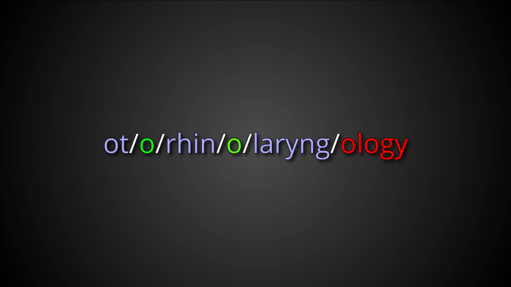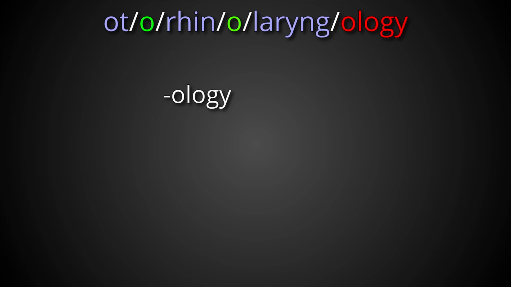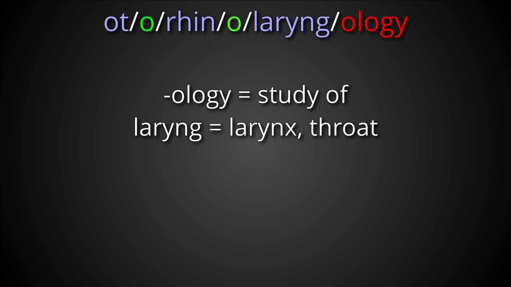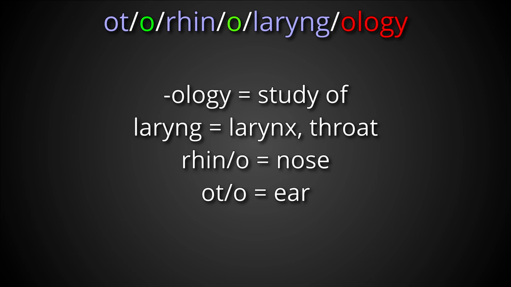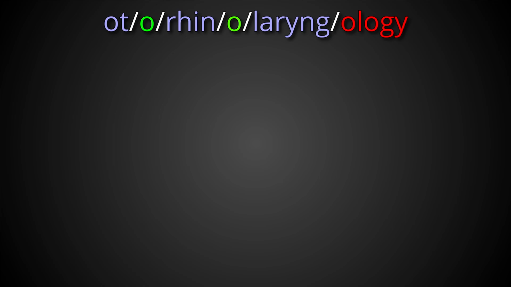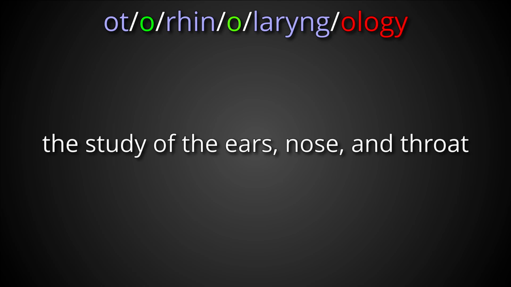We start by splitting up the word. The suffix ology is the study of. The root laryng means larynx, or throat. Rhino means nose, and oto means ear. Laryng does not use a combining form because ology starts with a vowel. Together, otorhinolaryngology means the study of the ears, nose, and throat.